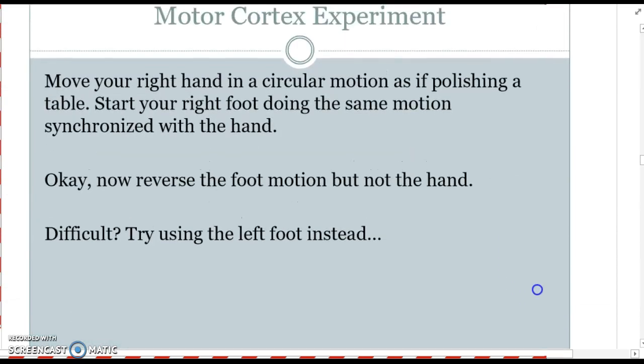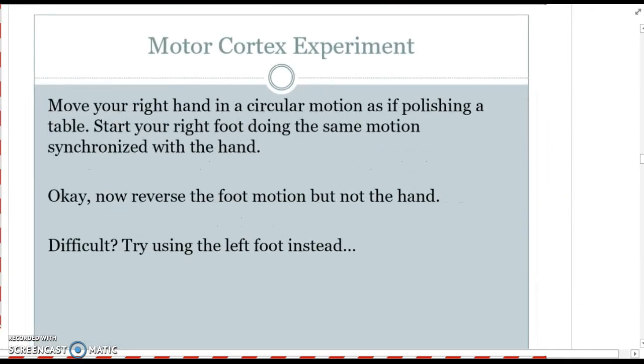Now, just to kind of give you an idea of how this works, I think it's pretty interesting. So right now, if you're watching it, move your hand in a circular motion like you're polishing a table. So keep doing that. And then start moving your right foot in the same motion that you're doing with your hand. So do that for a couple of seconds. And then reverse the foot motion. So move it in the opposite direction of your hand.